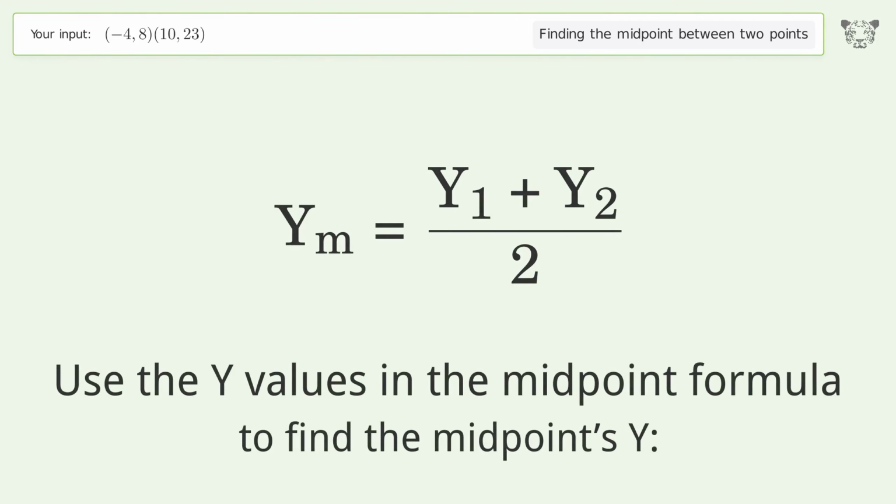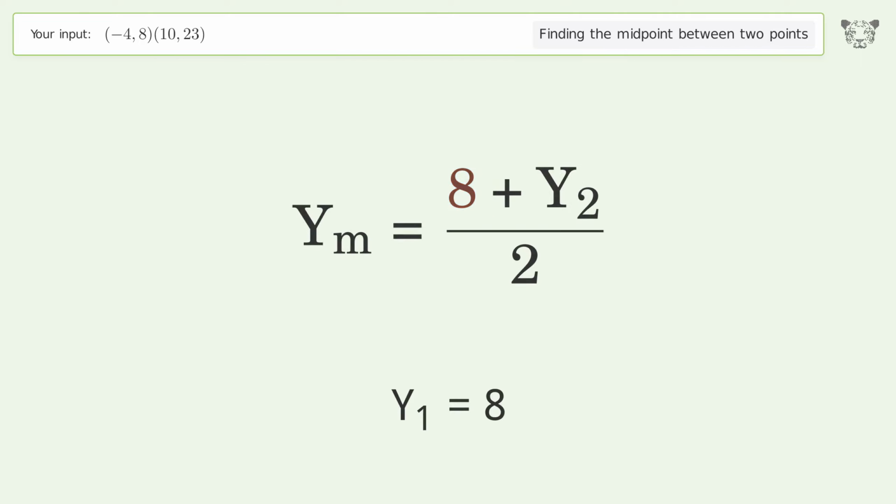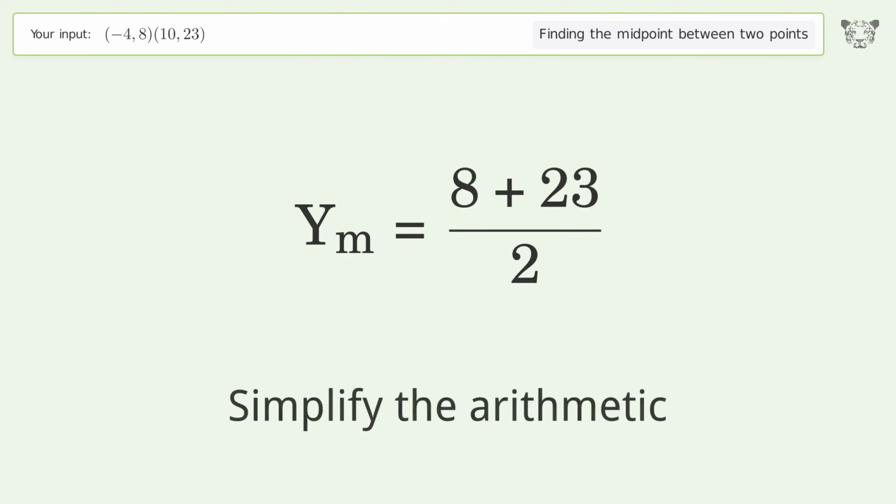Use the y values in the midpoint formula to find the midpoint's y. y1 equals 8. y2 equals 23. Simplify the arithmetic.